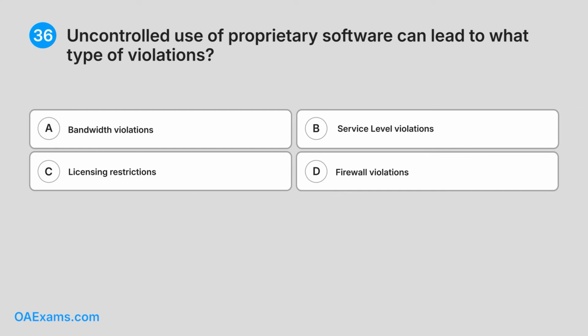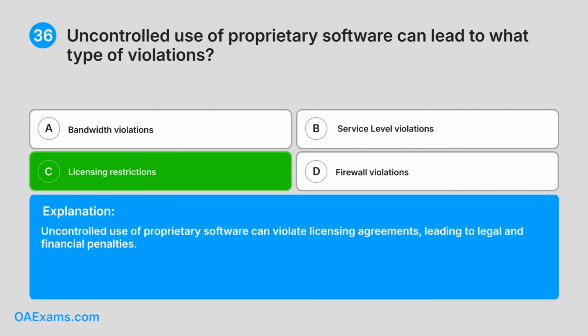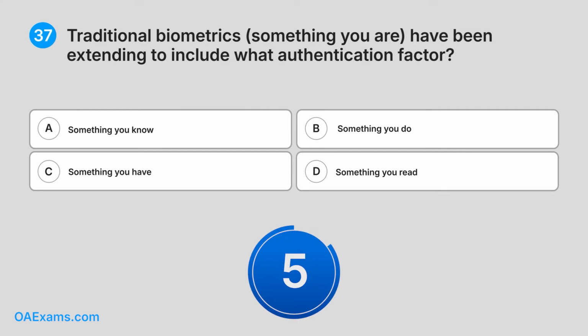Correct answer: C. Licensing restrictions. Explanation: Uncontrolled use of proprietary software can violate licensing agreements, leading to legal and financial penalties. 37. Traditional biometrics, something you are, have been extending to include what authentication factor? A. Something you know. B. Something you do. C. Something you have. D. Something you read. Do you know the answer?